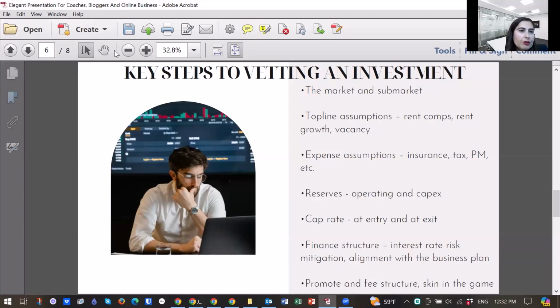If I knew where interest rates would be, I would probably be doing something else and not buying and selling properties. So focusing on the risk that you can control and mitigating that interest rate exposure, but also making sure that the debt aligns with the business plan, right?